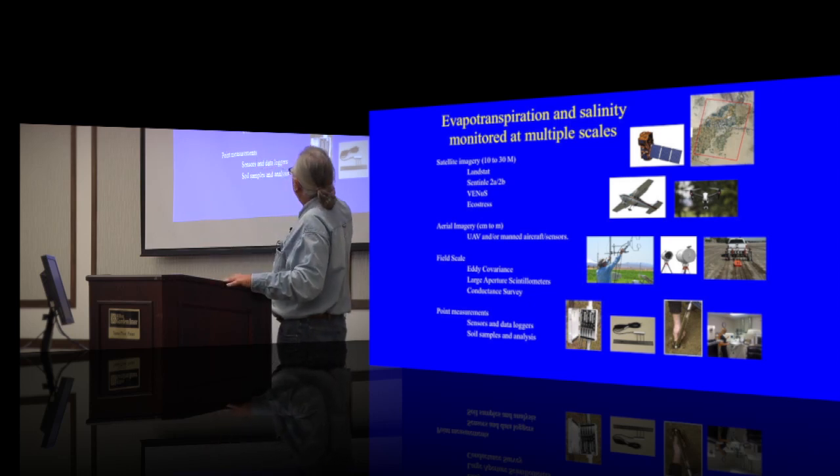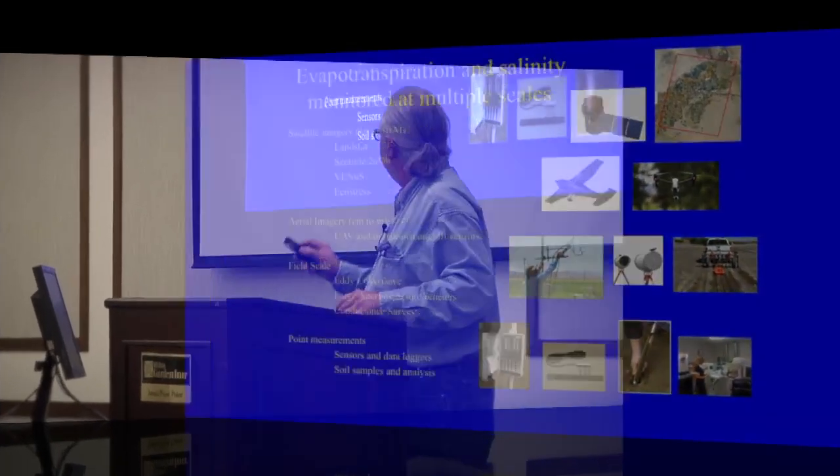Now, when ECOSTRESS is launched, it will have a thermal image. But the two we're using now, primarily Sentinel-2A, 2B, and Venus, only have multispectral images.